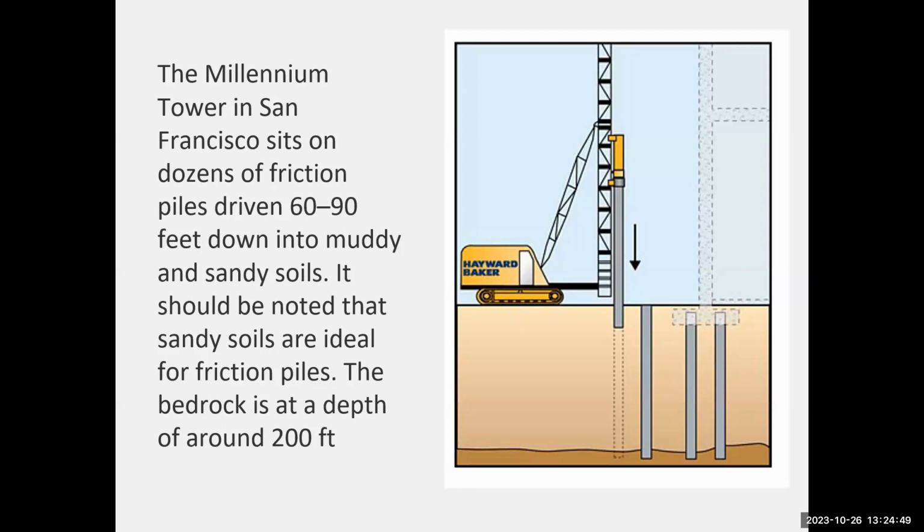So the way they build these towers is they effectively set down pilings, right? This says it sits on a dozen friction piles 60 to 90 feet down into muddy, sandy soils. It should be noted that sandy soils are ideal for friction piles, so they used the right piles. The bedrock is at a depth of 200 feet, so they were just a little short of getting to bedrock. So they used sand friction piles, which is an improved building technique, and it has worked for decades on these large structures. But then there's a number of other things that went on.